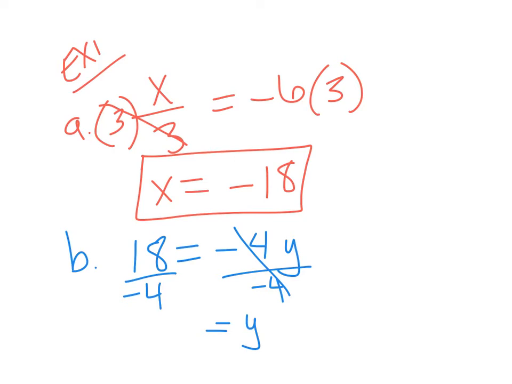What is 18 divided by -4? It's going to come out to be a fraction or a decimal. 4 times 4 is 16. It's -4.5, or as a fraction, -9/2, whichever way you want to do it. And I will accept either a fraction or a decimal. It doesn't matter.